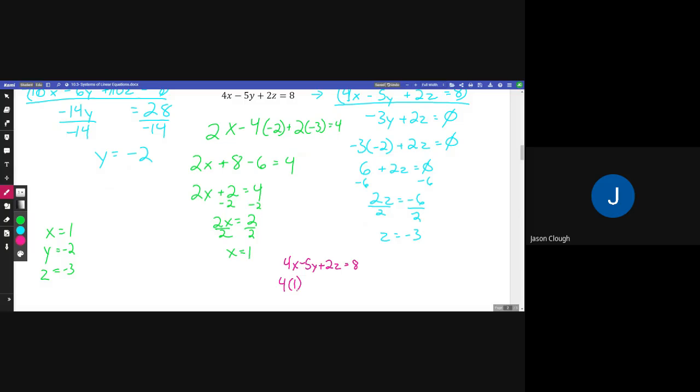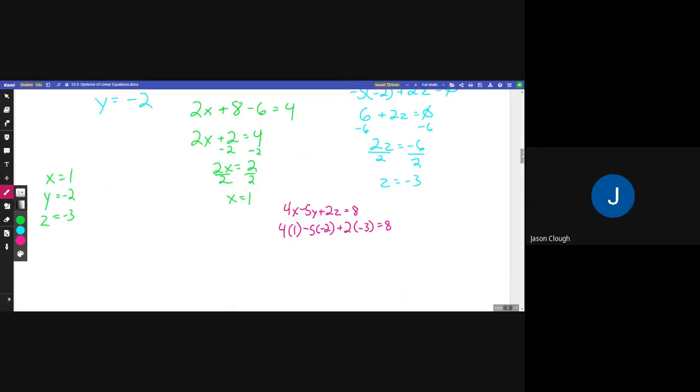Plug a 1 in for x, a negative 2 in for y, a negative 3 in for z. And let's check. 4 times 1 is 4. Negative 5 times negative 2 is a positive 10. 2 times negative 3 is minus 6. This ends up being 14 minus 6, which does equal 8.